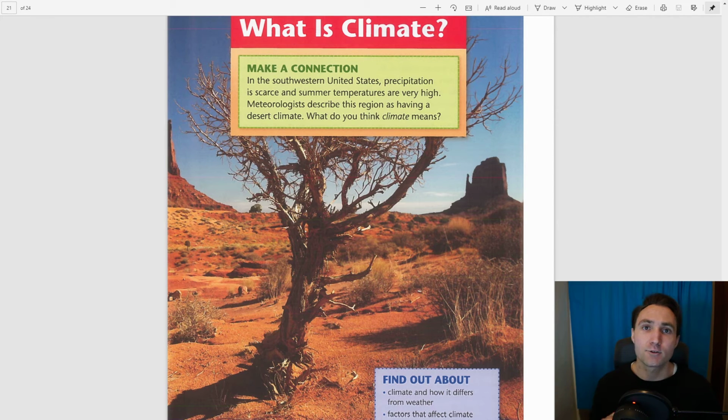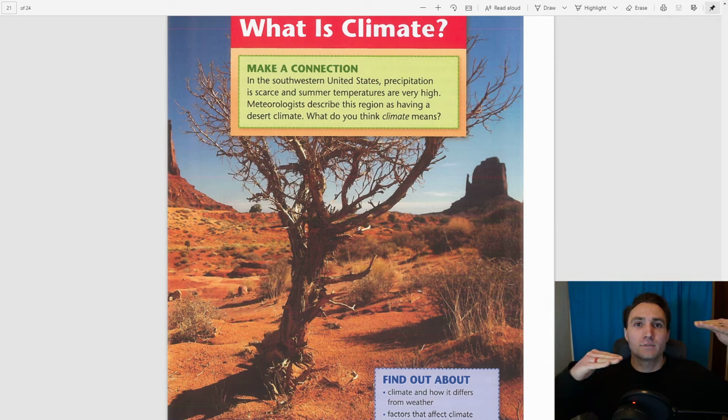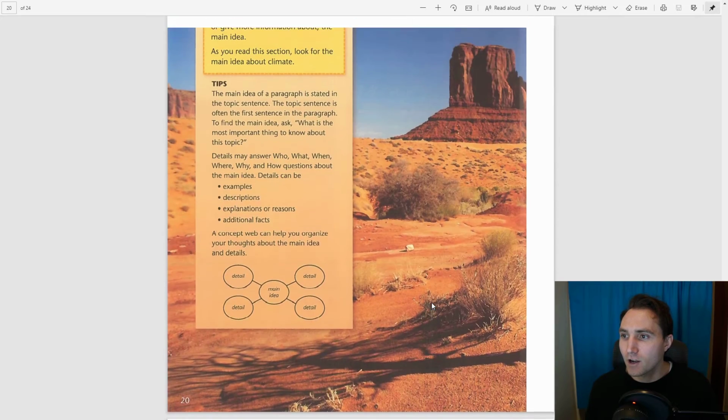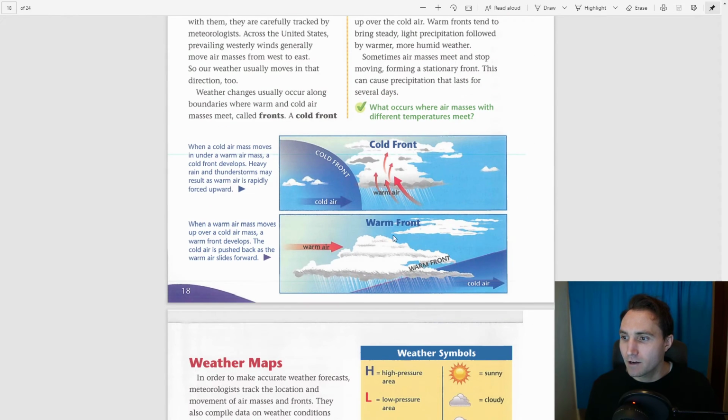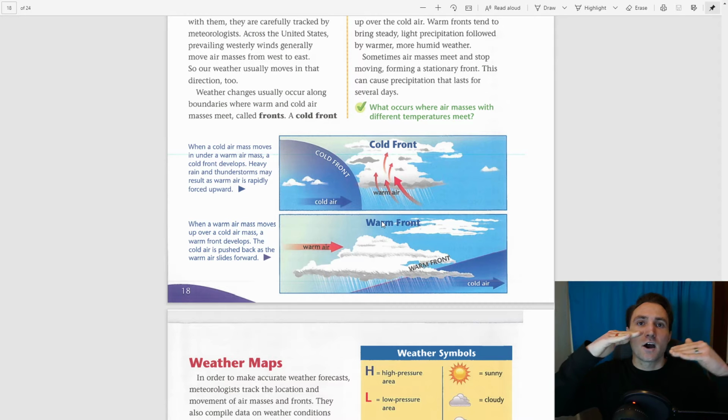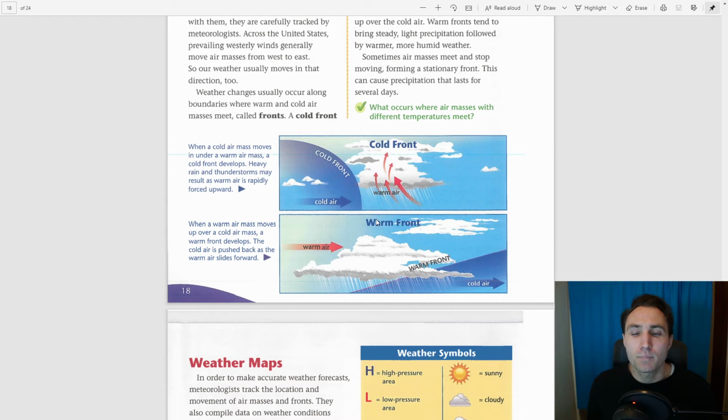So before we get into this last section, let's just review what we talked about last time. We talked about air masses and fronts. We talked about how when cold air comes over warm or under warm air and shoots up the warm air, it causes a cold front. I can pull up the picture right here. And then when warm air comes in under cold air, then it creates a warm front, right?